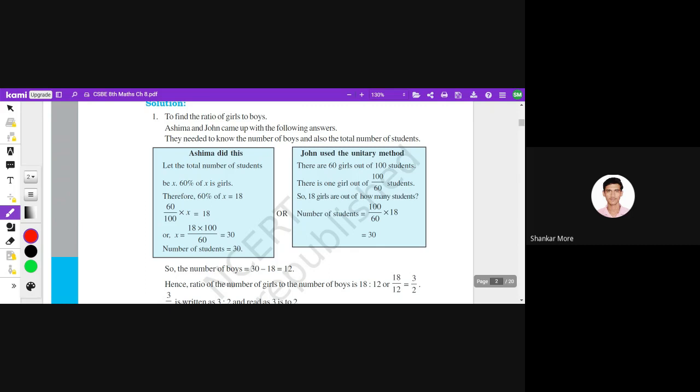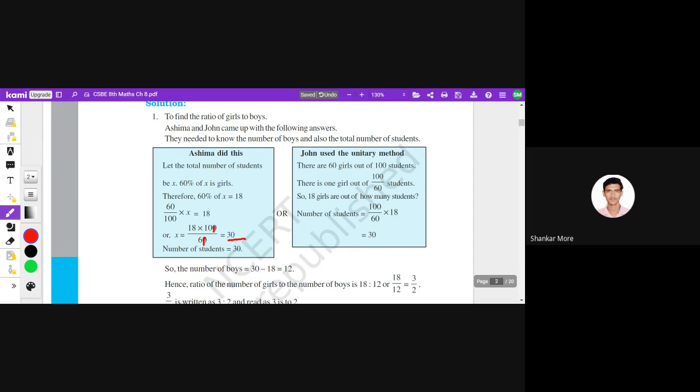So now what we have to calculate? We have to calculate the value of X, and X is what? X is total number of students. So X की अगर हमें value find out करनी है, so what we are doing here is 100 यहाँ पे multiply में जाएगा 18 के, and 60 जो है वो that will be in denominator. So this 0 gets cancelled with this 0, and 18 tens are 180, and 180 divided by 6 is 30. So total number of students are 30.